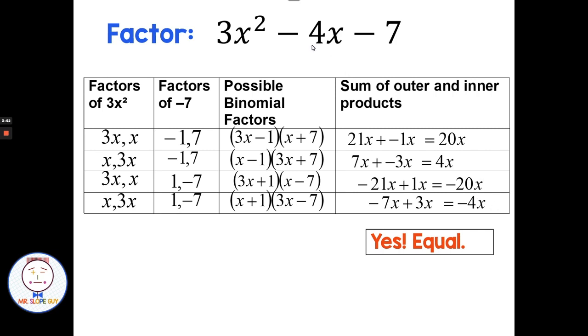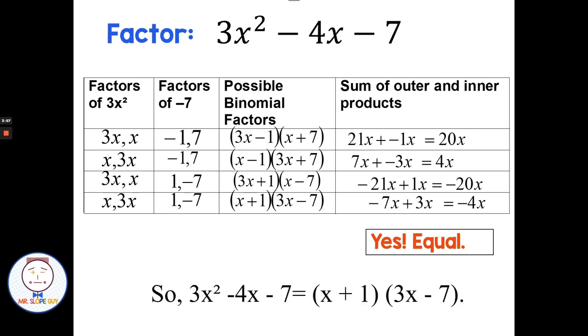So this is a lot of work, so you should celebrate when you get that right answer. That is definitely worth celebrating. So I got x plus 1 times 3x minus 7. And as you get better with doing these, as you do a few, your guesses will get better.